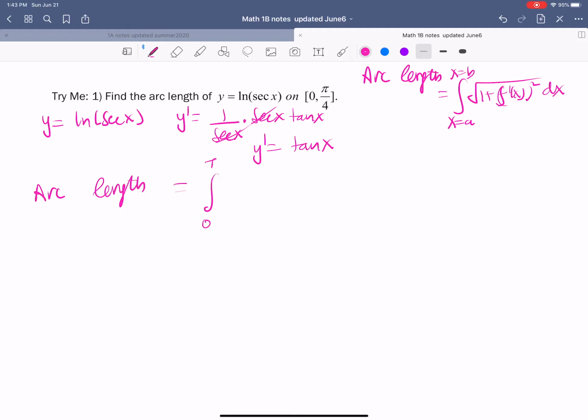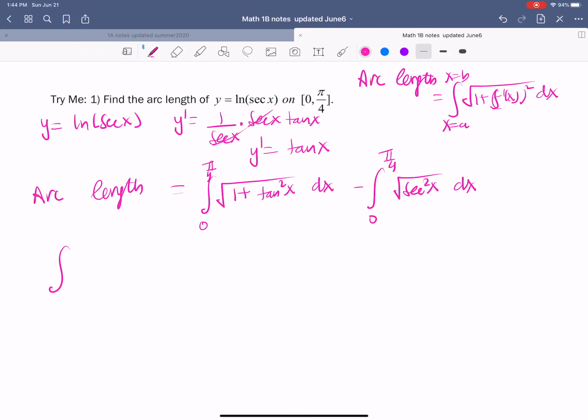It comes out to be from 0 to pi over 4 square root of 1 plus y prime squared, which is tangent squared x. 1 plus tan squared x is secant squared x. So square root of secant squared x dx. Now that is going to leave me with the integral from 0 to pi over 4 of secant x dx. Okay, what is the integral of secant x? It's natural log of secant x plus tangent x. So natural log of secant x plus tangent x going from 0 to pi over 4.